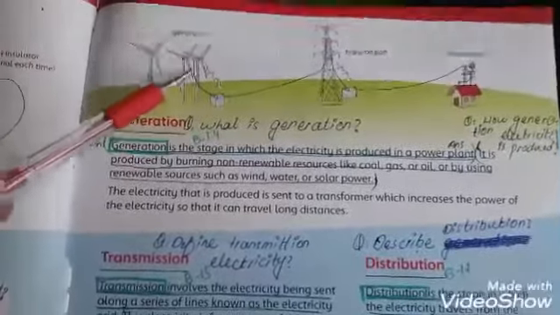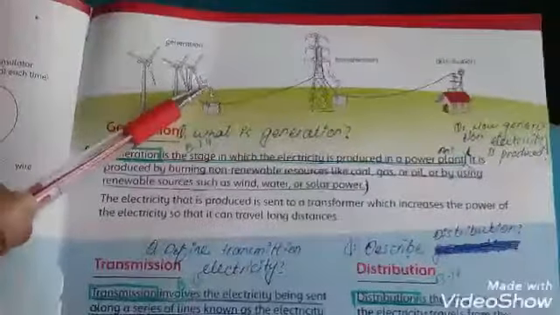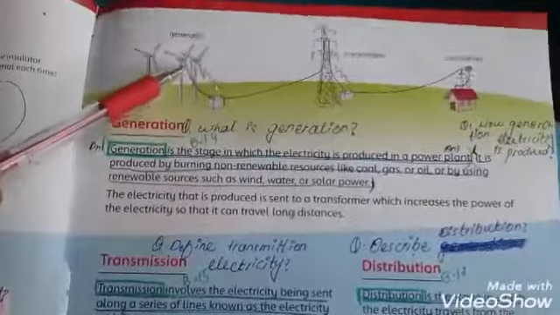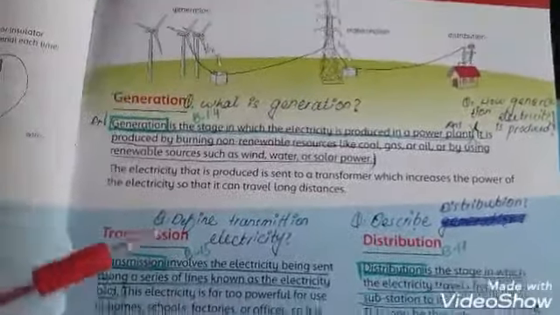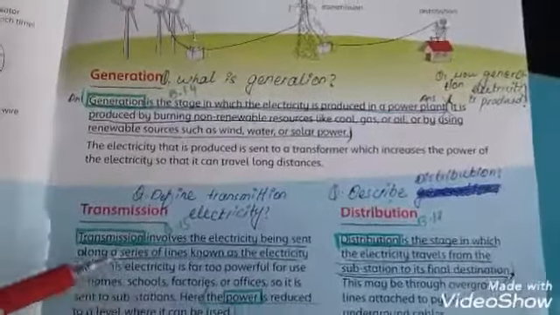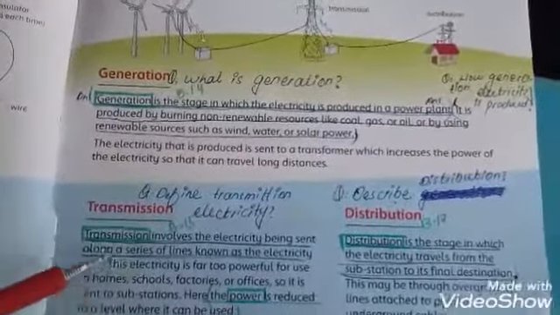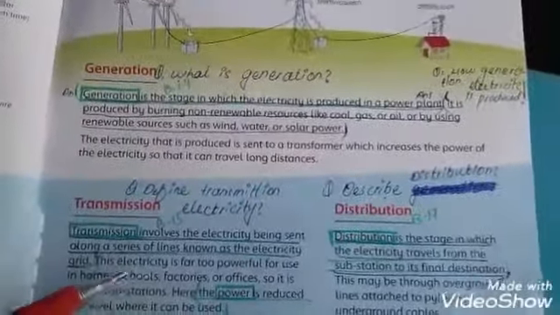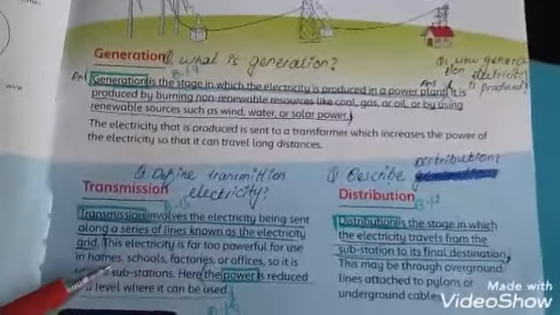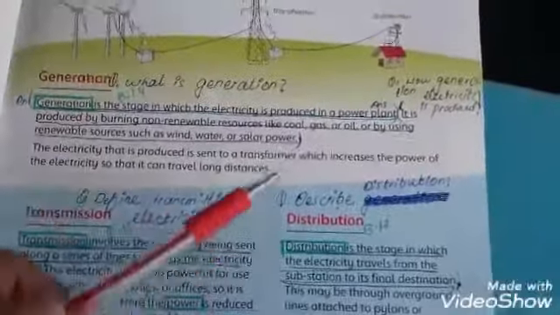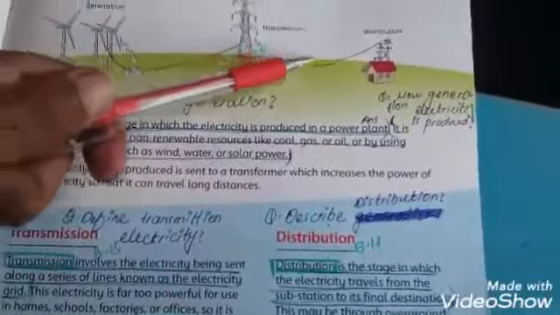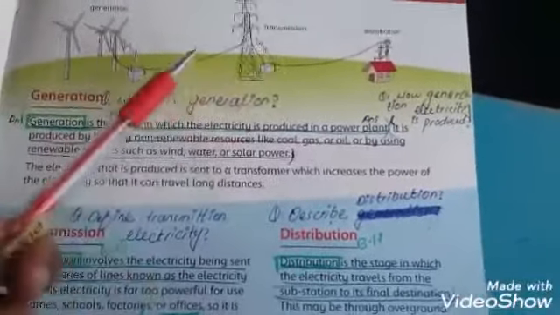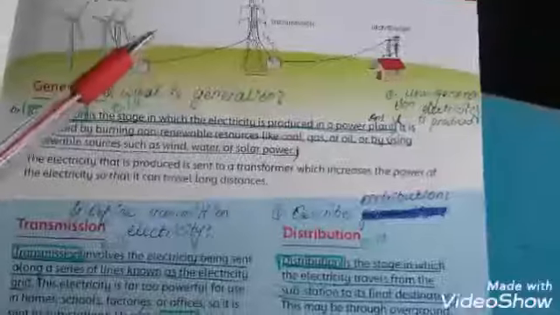Generation is the stage in which electricity is produced in a power plant, and it is produced by non-renewable energy sources like gas and oil. Second is the transmission. Transmission means electricity moves from one area to another through a series of lines known as the electric grid. And the last one is the distribution stage, in which the electricity travels from the substation to its final destination, meaning where electricity is needed.